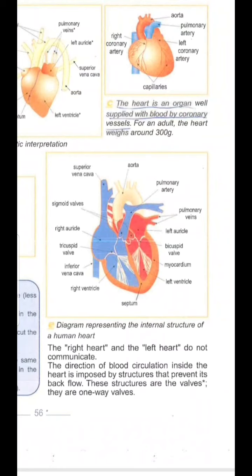And the superior vena cava goes up and the inferior vena cava goes down. I have one more issue: the valves. The valves are like gates. These valves are like windows or gates. They separate the auricle from the ventricle.